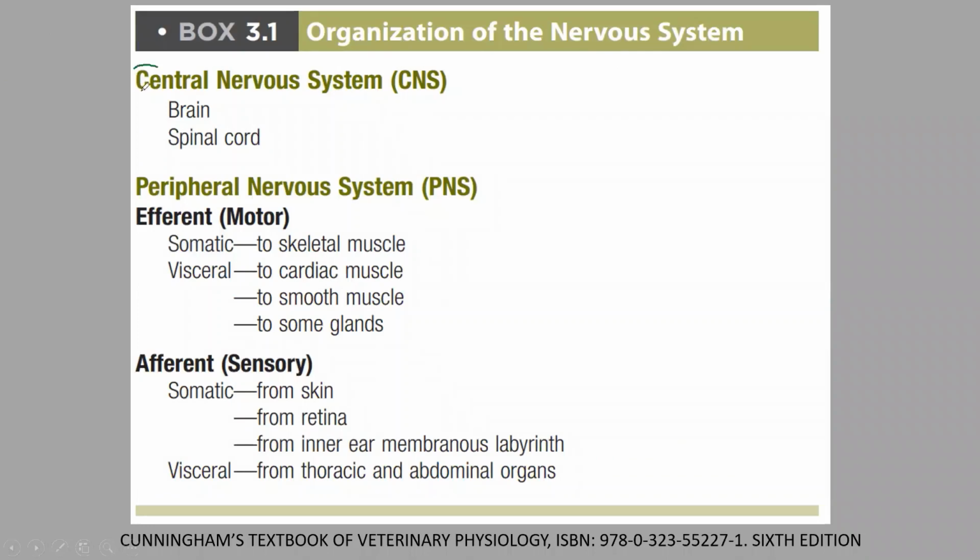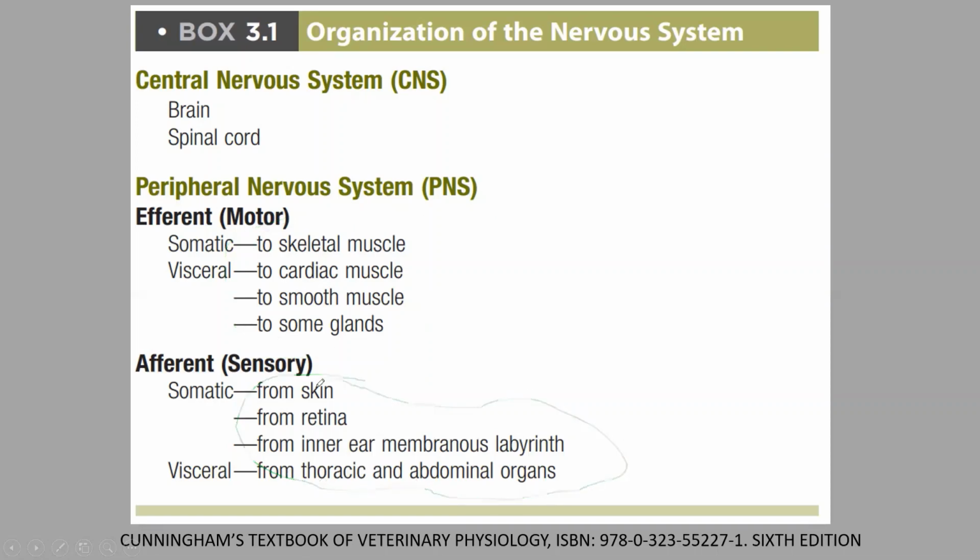The nervous system is divided into the central nervous system and the peripheral nervous system. The central nervous system is the brain and the spinal cord. The central nervous system sends commands to the target tissue, that is somatic or visceral, for a specific function. So from the CNS, it goes to the peripheral system as a target organ for a specific function.